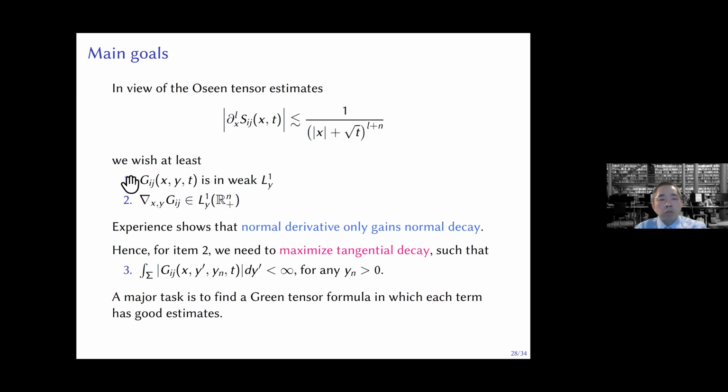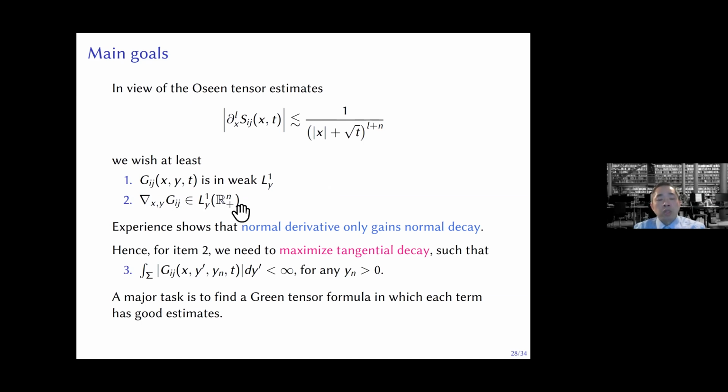So this is our wish list. We want our Gij to be in weak L1 in Y. Maybe not as good, but weak L1. And the second thing is that we want the gradient of our tensor to be L1 in Y. If we have the order equal to 1 here, this is n plus 1. n plus 1 is integrable. So we want this to be integrable.